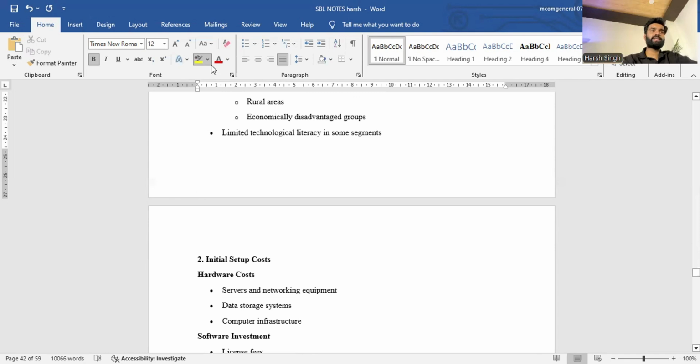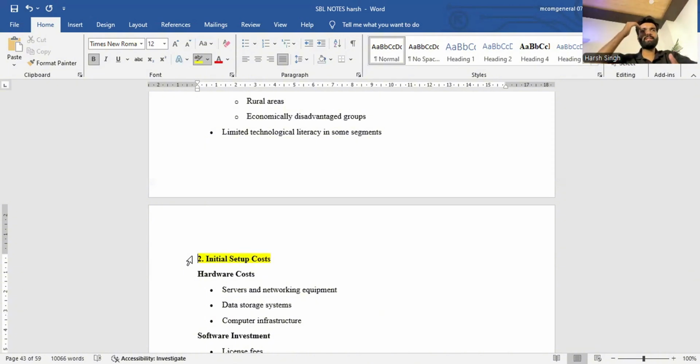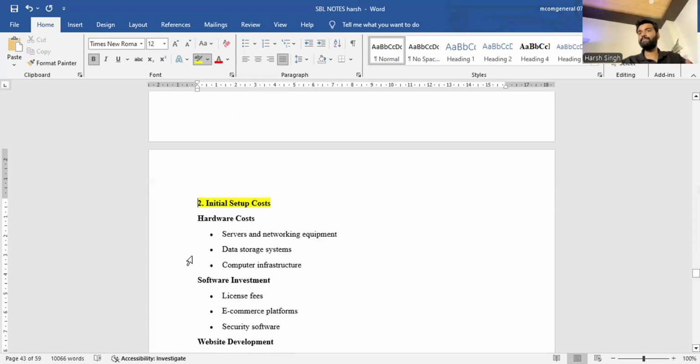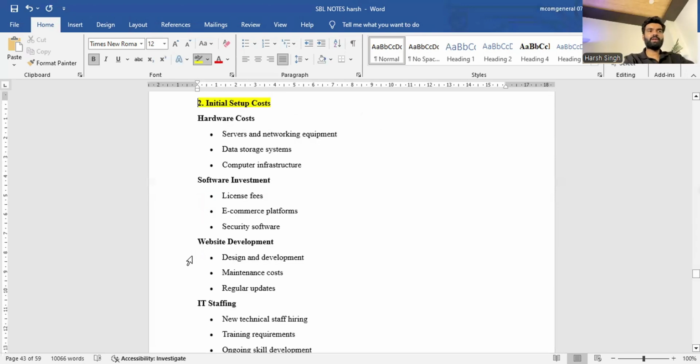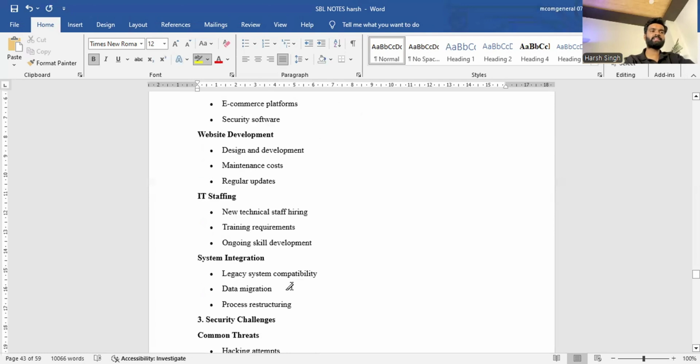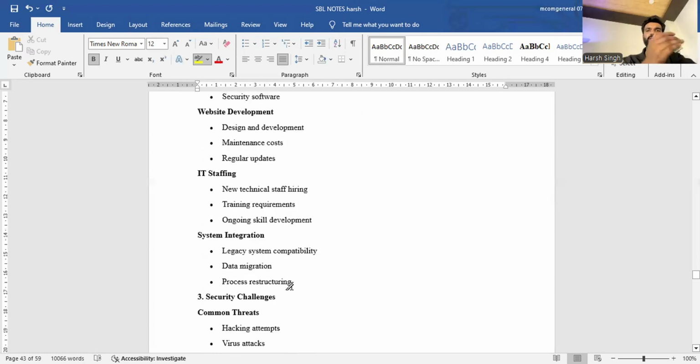Initial setup cost is very high. You need a website, you need complete hardware, complete software. So the initial setup cost is very high. You need the networking requirement, the cables, data storage system, the firewalls, and a lot more software licenses are required. So initial setup cost is high in e-businesses. So what are the initial setup costs? You can talk about the hardware cost, software cost, website development, IT staffing, system integration. A lot more things will be required.